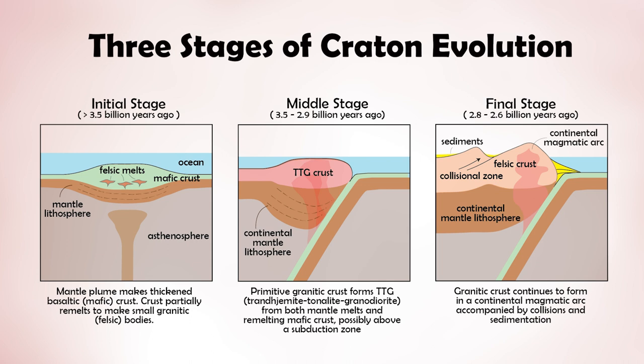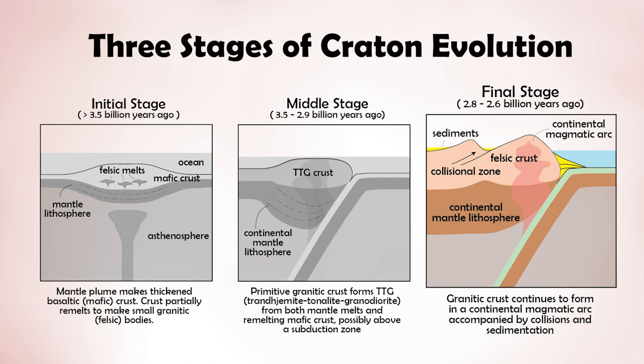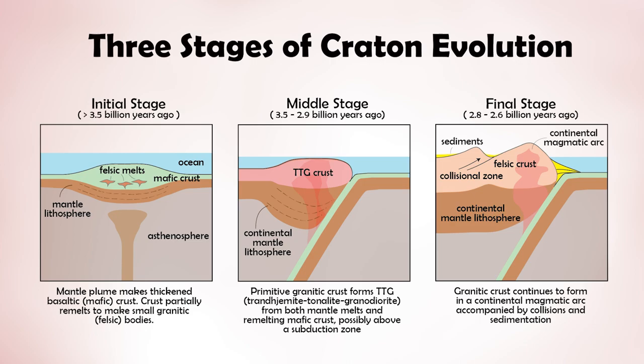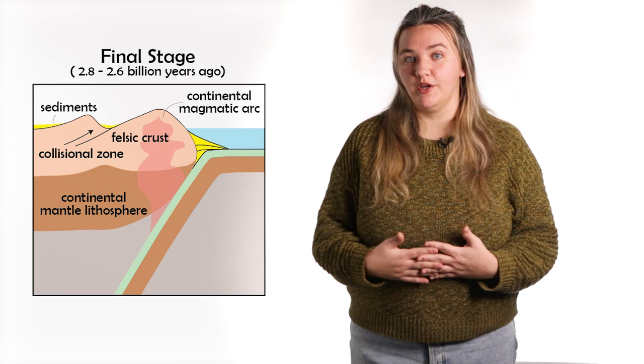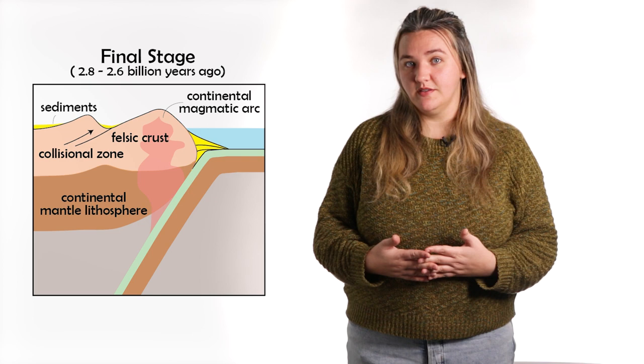We will start with the youngest Archean rocks, because they are better preserved than the rocks of the earlier stages, so our interpretations are more confident. We will then work back in time and take a look at what happened in the second and first stage. The third and most recent stage led to the final stabilization of the Wyoming craton. It's characterized by rock assemblages formed by plate tectonic processes, most notably when plates collide.